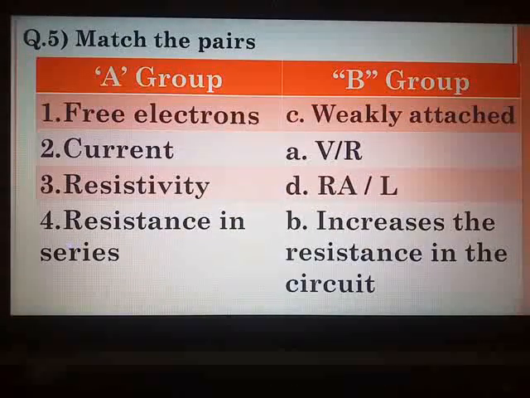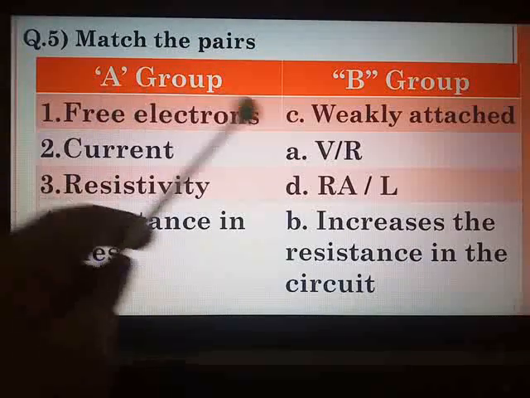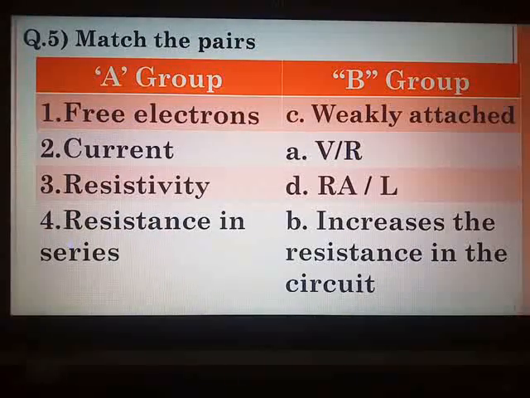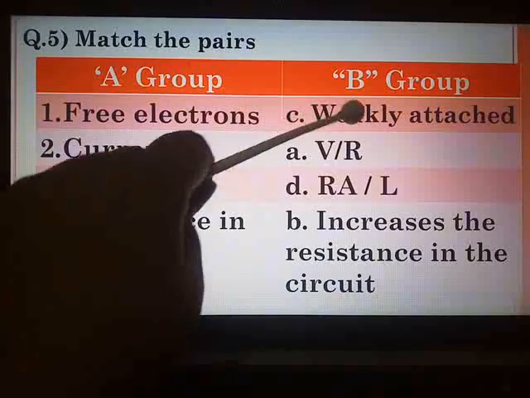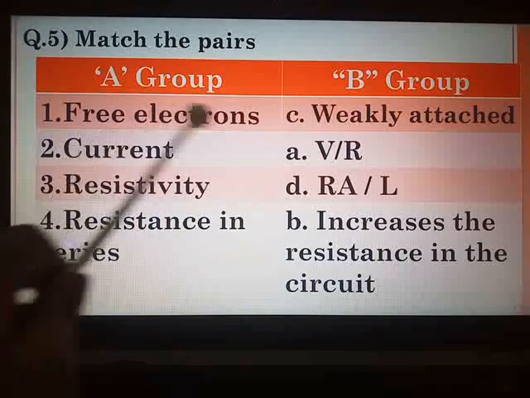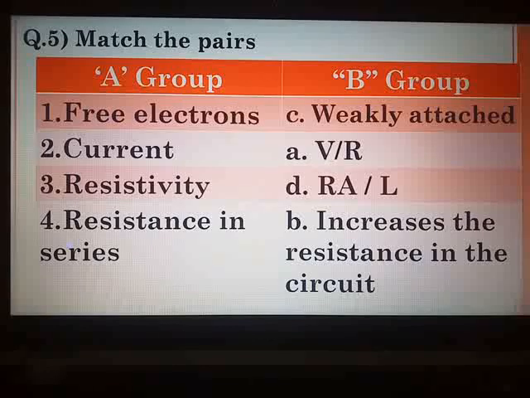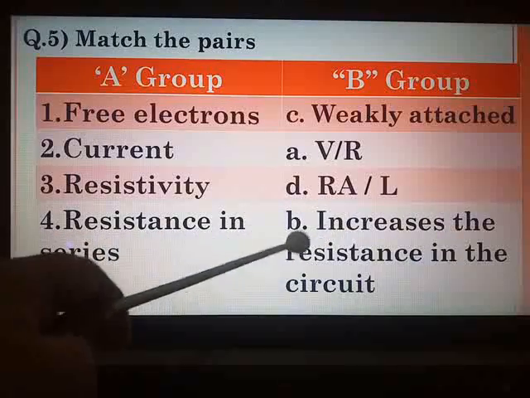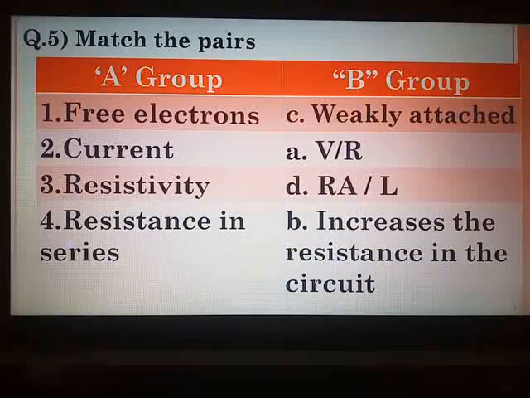Question number 5, match the pairs, A group, B group. Now here I have written answers in front of it. Free electrons, they are weakly attached. So the answer is, for 1 it is answer C on the B group. Current is equal to V upon R. Current I is equal to V upon R, Ohm's law. Third, resistivity, rho equals RA upon L. And fourth, resistance in series. It is used to increase the resistance in the circuit.